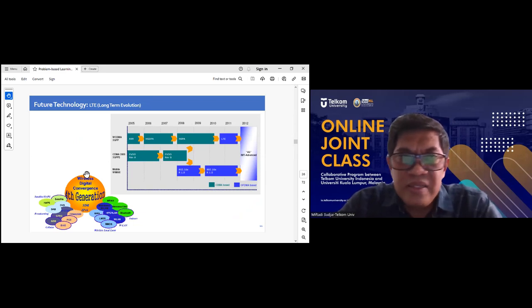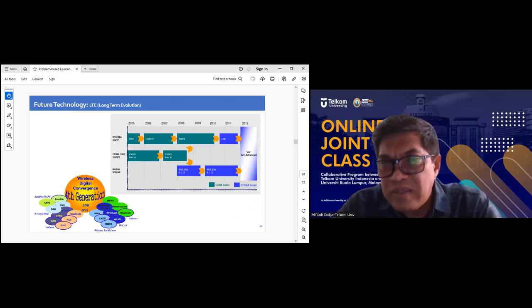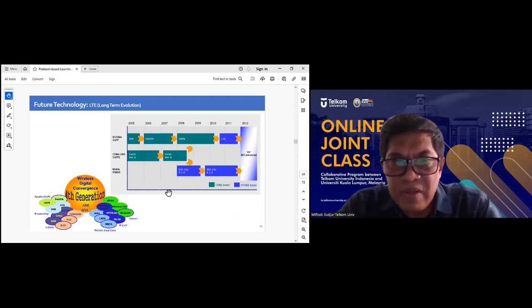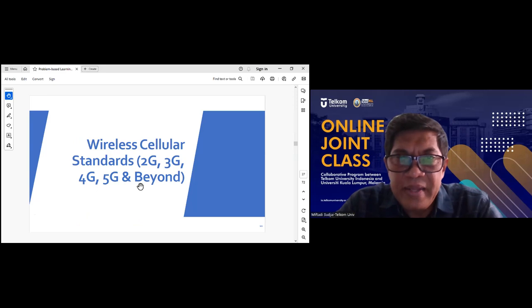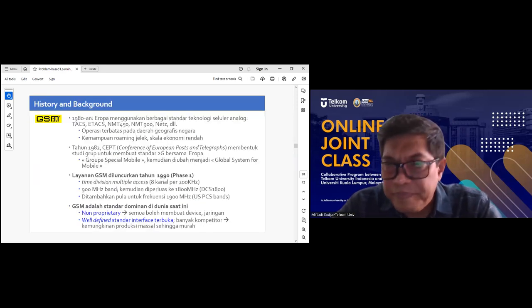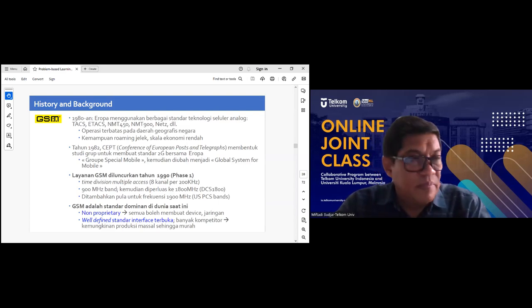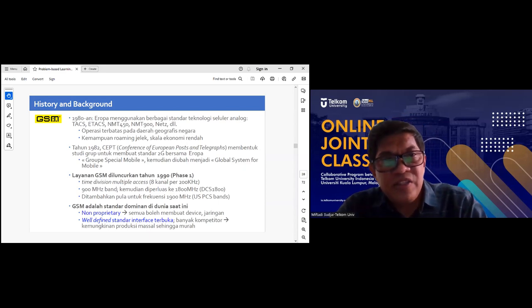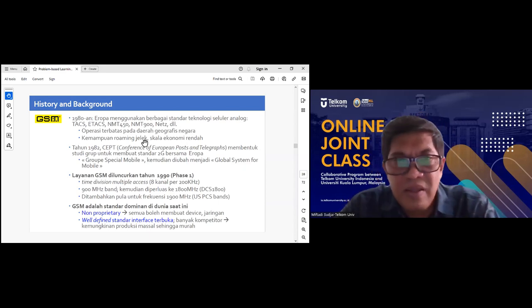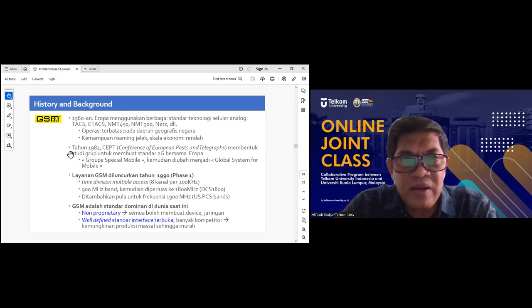Okay, this is another evolution of some standard of wireless. I will skip that part, and then we will mostly be reviewing the evolution of GSM-based communication. This is just a historical one.